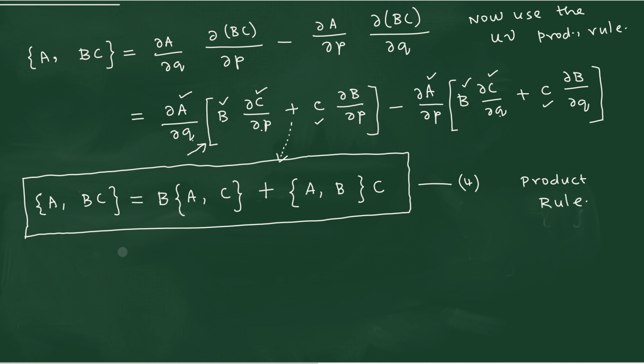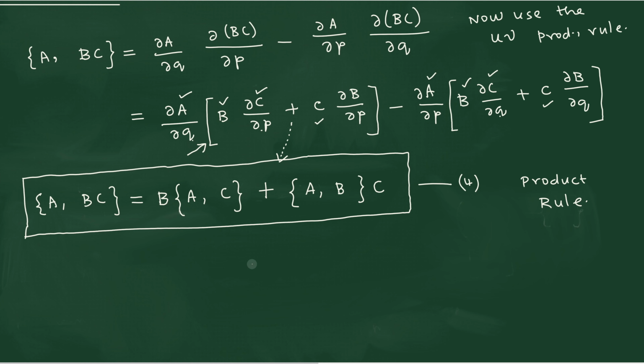Whenever a product comes, you should not use the UV rule and struggle every time. The purpose of studying the properties of the Poisson bracket is that you don't struggle every time to get this expression, but rather directly apply the properties and then simplify the given Poisson bracket.